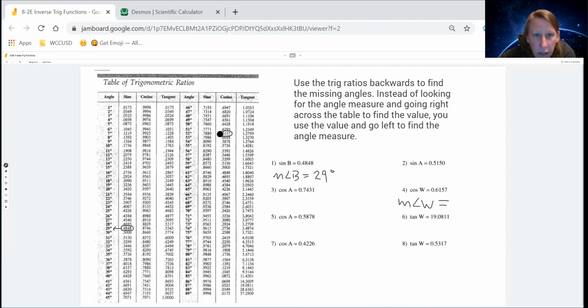So if I want to know the angle that goes with that, I'm going to go across the table to the left and see that the answer is 52 degrees. So an angle that has 52 degrees has a cosine that goes with it of 0.6157.